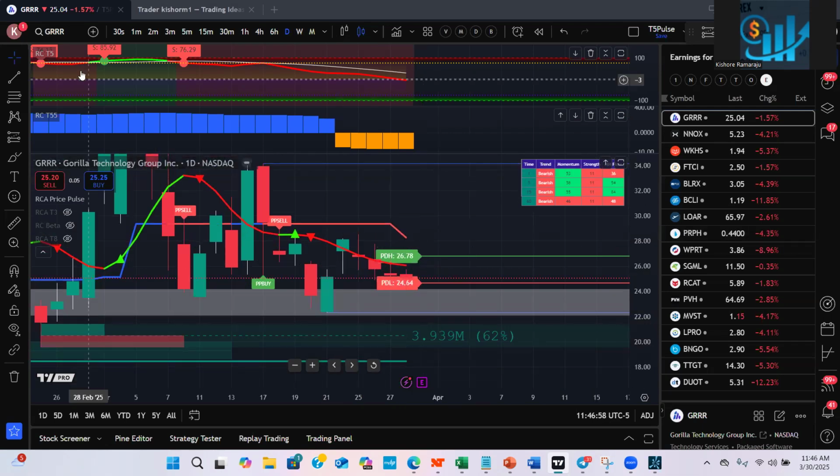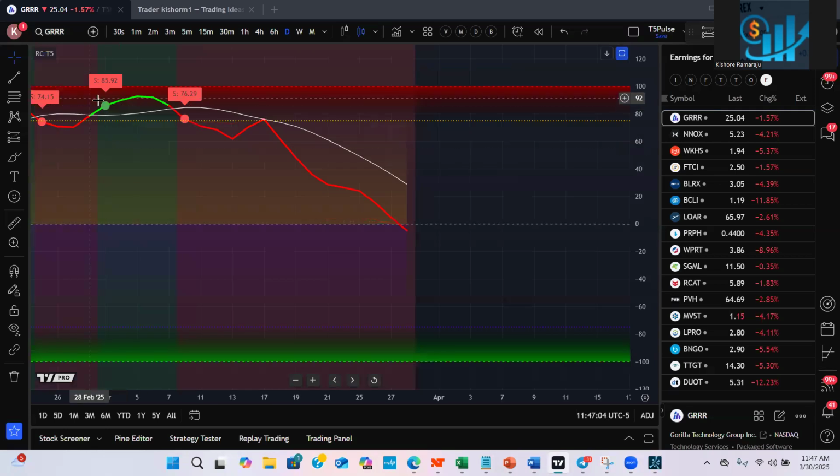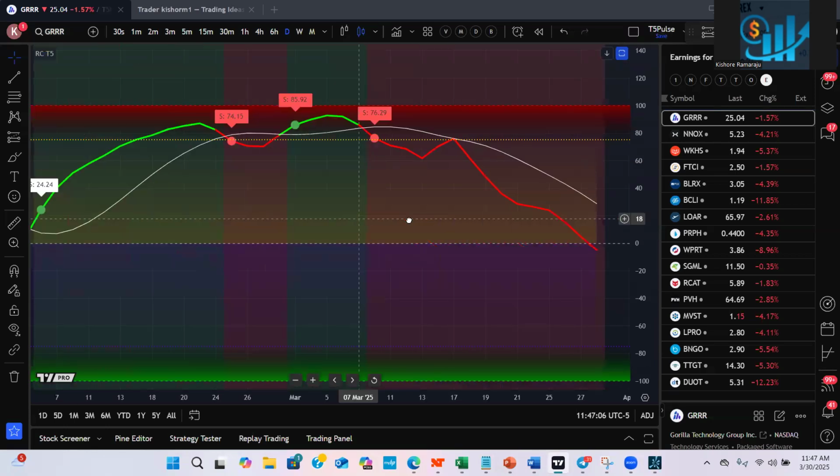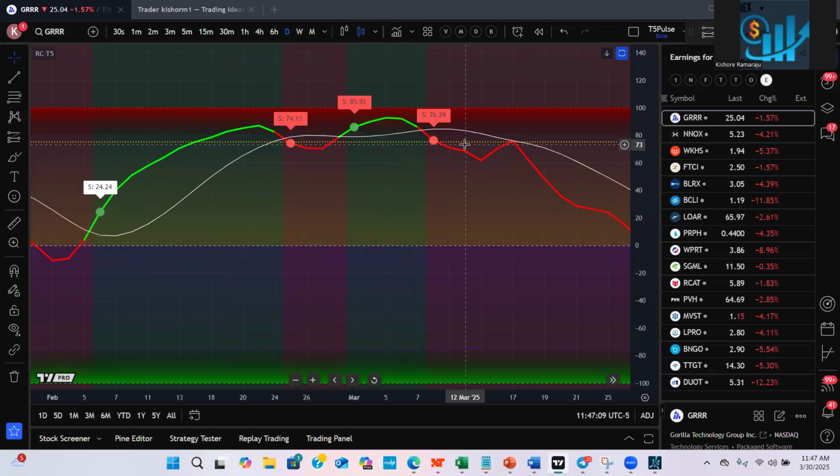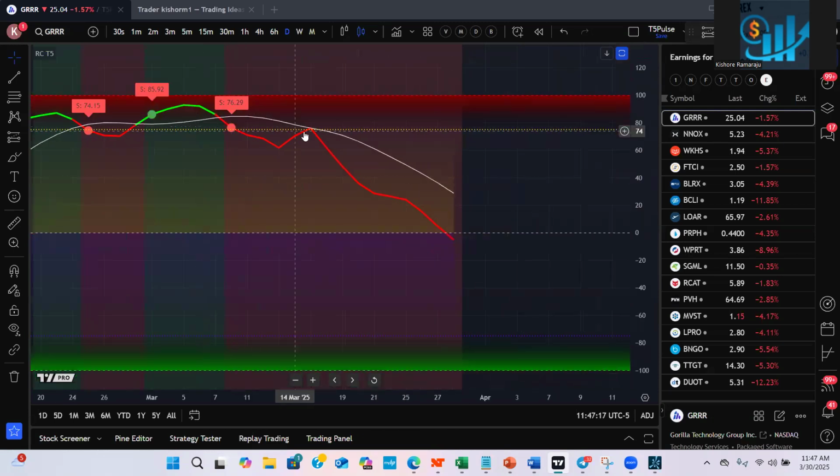So now we are looking at this particular ticker called GRRR, for which we have earnings tomorrow morning. Let us look one by one. If you look at this indicator, it already went all the way to the top. Then at the top, it did consolidation. That means sellers are trying to bring it down, buyers are taking it up, sellers are bringing it down. Finally, sellers took control and started dropping it.